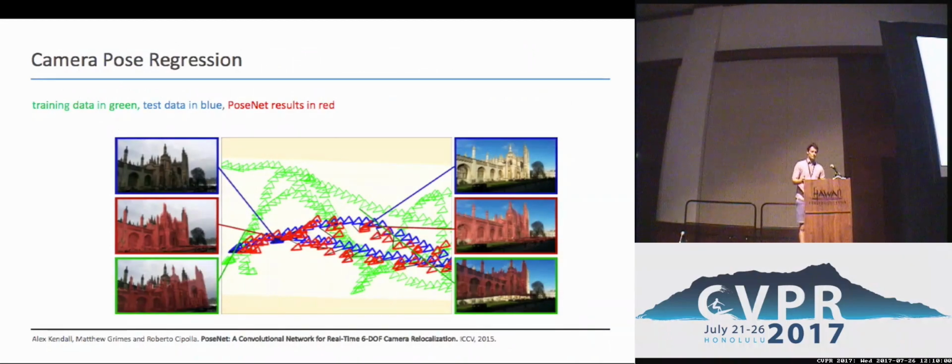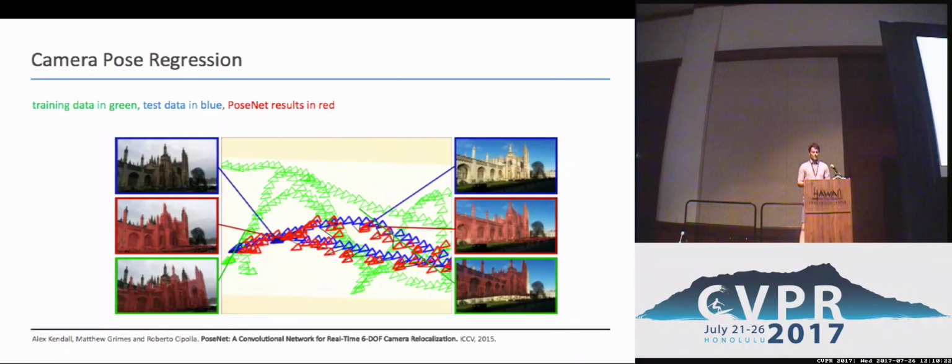So this is showing the kind of results you get. This is a top-down view of some localization data that we were trying to train on. In green is the training data. So you can see that there are a number of distinct sequences from different times of day and different weather conditions. And then blue is the testing sequence. And so this ground truth was obtained through a structure from motion model with bundle adjustment on the entire data set.